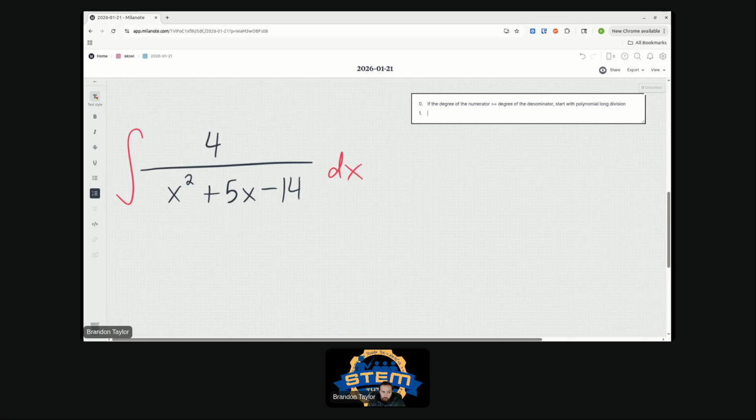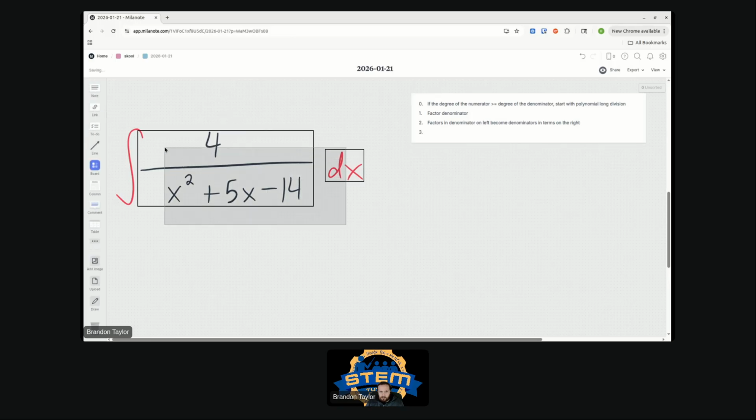For the second rule, or rule number 1, if you will, basically factor the denominator. In order for partial fractions to work, you have to be able to factor the denominator. You don't always have to completely factor it, but you have to be able to factor it to some degree in order to simplify it. Next, here's the interesting part. Basically, the factors in the denominator on the left become denominators in terms on the right. That's that.